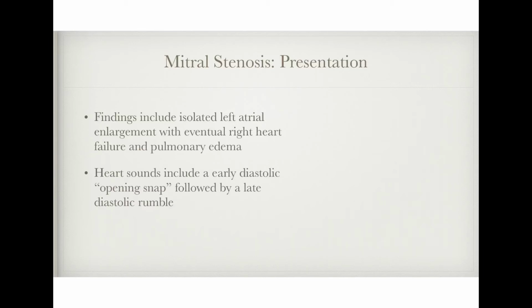When listening for the heart sounds, we look for an early diastolic opening snap followed by a late diastolic rumbling murmur. Let's hear what that sounds like. It's a little hard to appreciate, but what you should hear is a very faint S1 and S2, followed by a loud sound, that's the opening snap, and then a rumbling murmur.